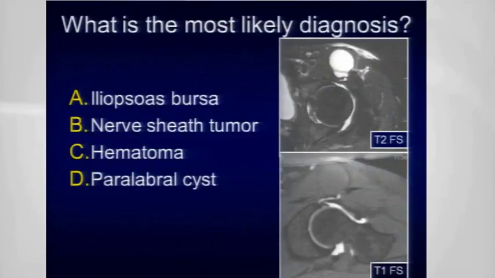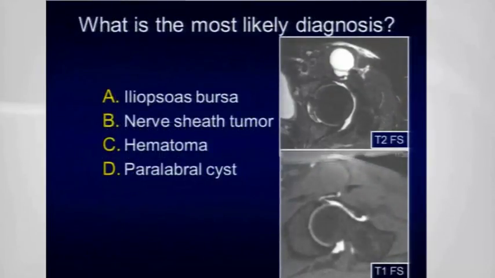What about in this case? So what is the most likely diagnosis? A, iliopsoas bursa. B, nerve sheath tumor. C, hematoma. Or D, paralabral cyst.